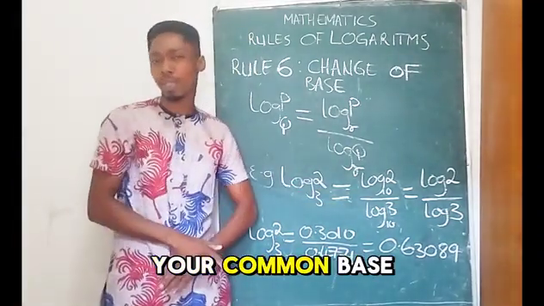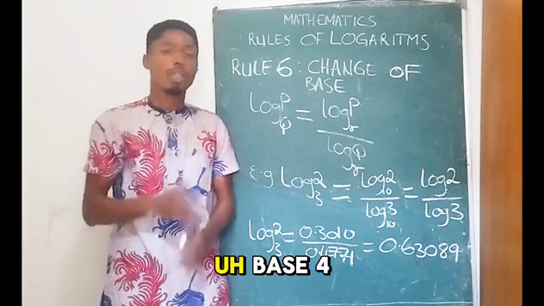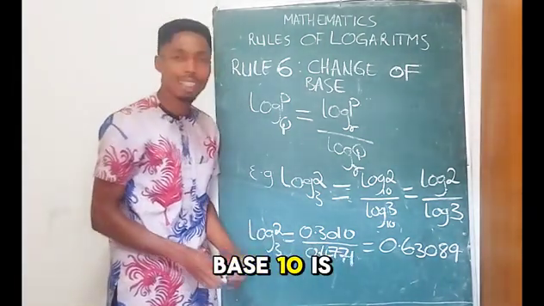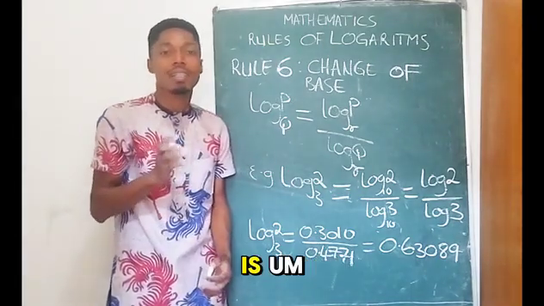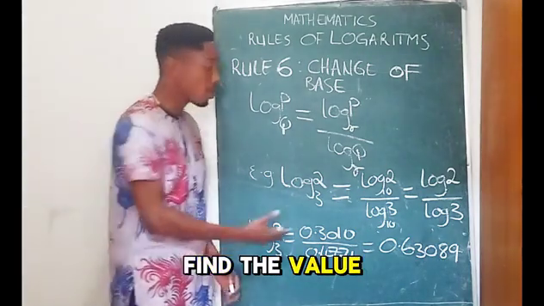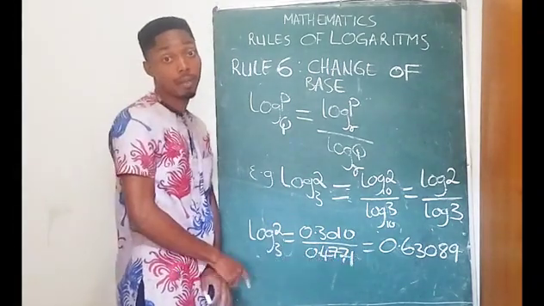You could choose your common base as base 5, base 4, or base 7. But the reason why I chose base 10 is because base 10 is a natural base. It is easier to find the value of log 2 to base 10 and log 3 to base 10. That's why I chose base 10.